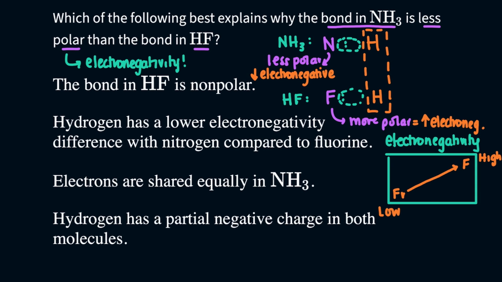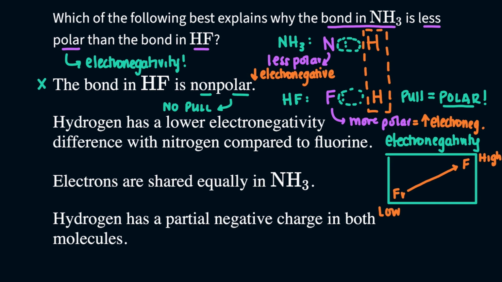But if you have a pull, like we do see in HF, that is totally a polar bond. So fluorine being the most electronegative element, chances are if it's with anybody, it's going to be a polar bond. So by this one saying that the bond in HF is nonpolar, that's immediately not correct. Nonpolar means no pull. This would be equal sharing between the two atoms.